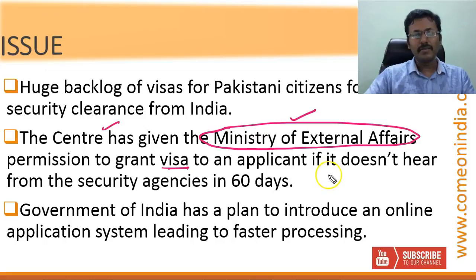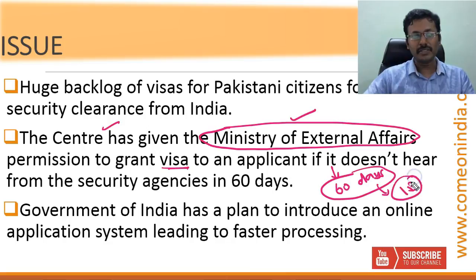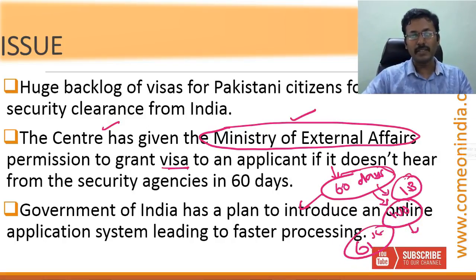If any person from Pakistan applies for the visa, they have to wait for 60 days. Within 60 days, Indian security agencies will conduct surveys about their background. Within 60 days, if security agencies raise any security concerns, visa will not be granted. If no security concerns have been raised by Indian agencies, on 61st day, visa will be granted to Pakistan citizens.